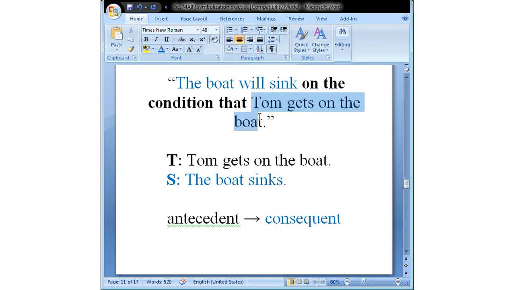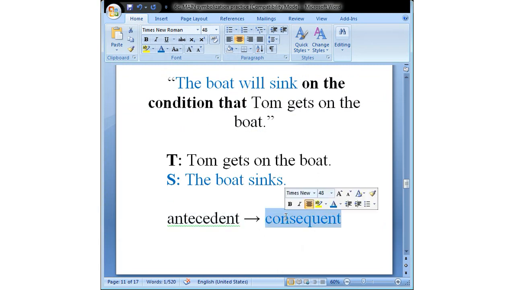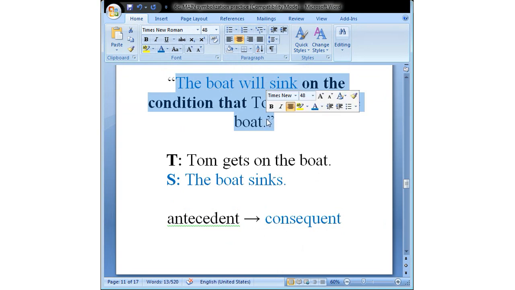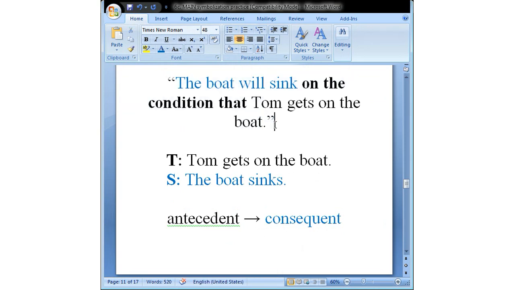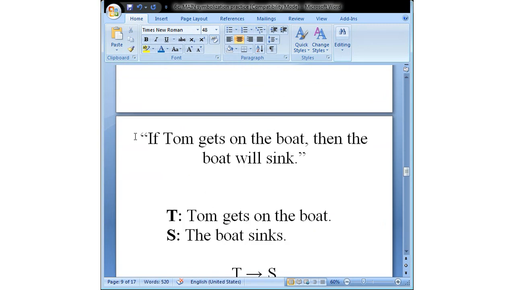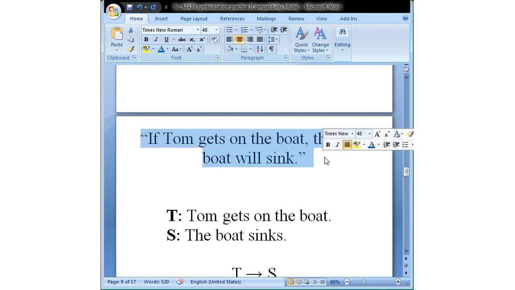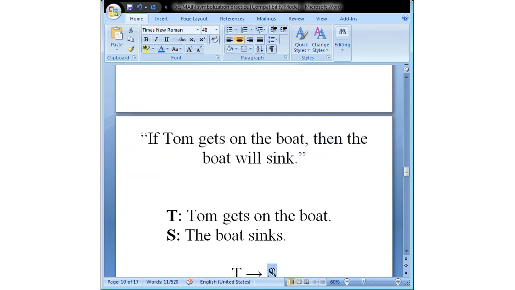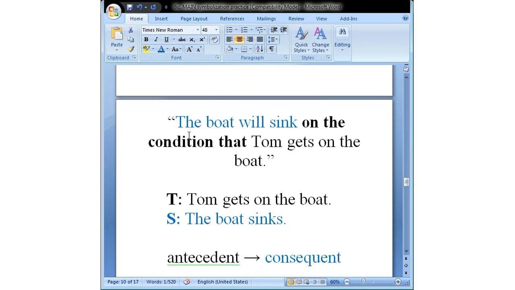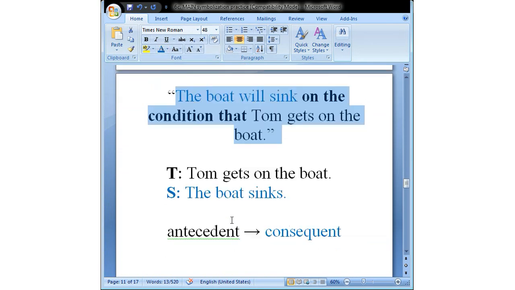So on the condition that Tommy gets on the boat, and that's the antecedent. The antecedent is a technical term for the condition that has to be met in order for this thing to happen here. And you really have to pay attention to the logical structure of it, because in language you could say the same thing both ways, right? You could say if Tom gets on the boat, then the boat will sink. That would be if T then S. And it's still if T then S if you say the boat will sink on the condition that Tom gets on the boat.